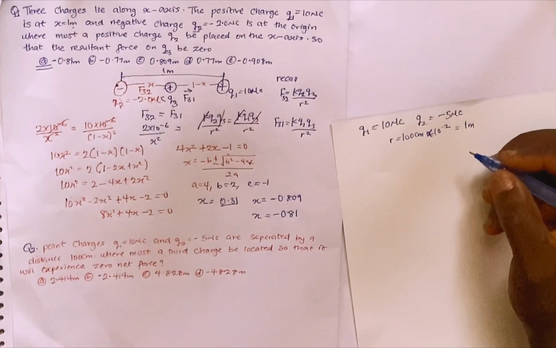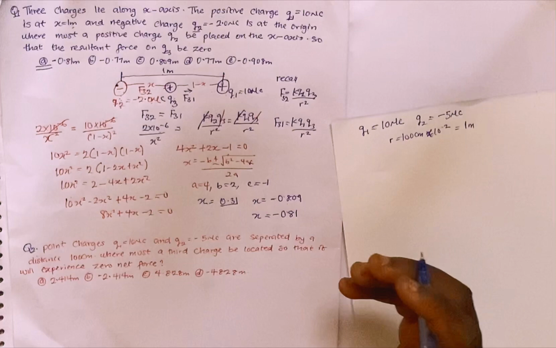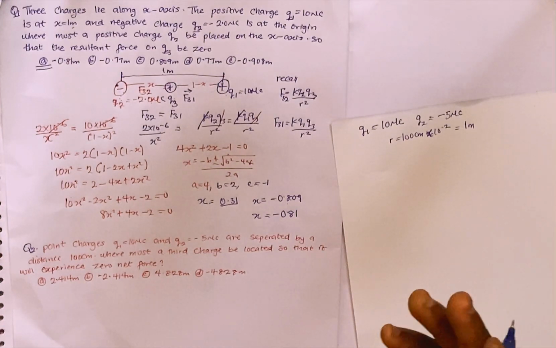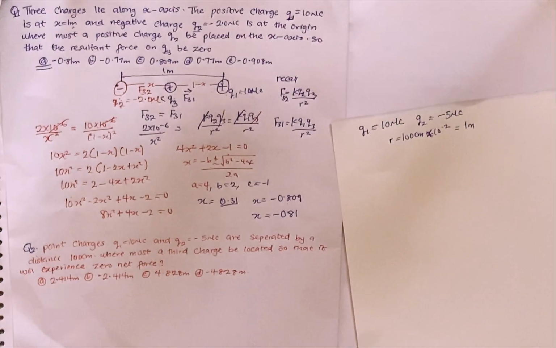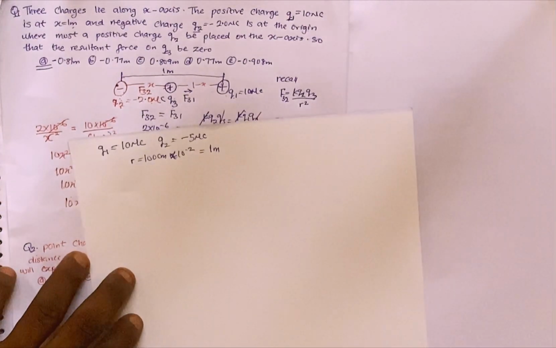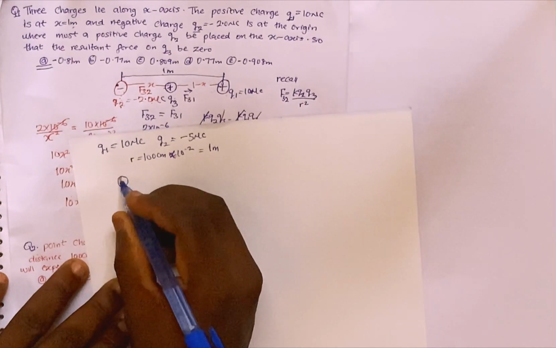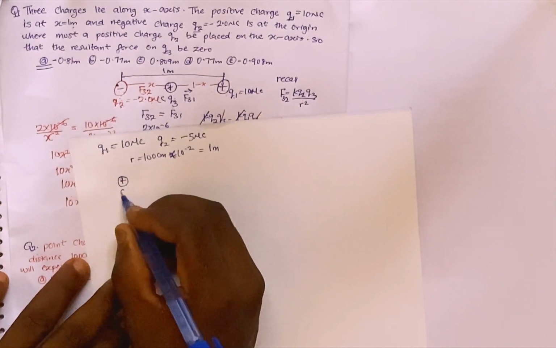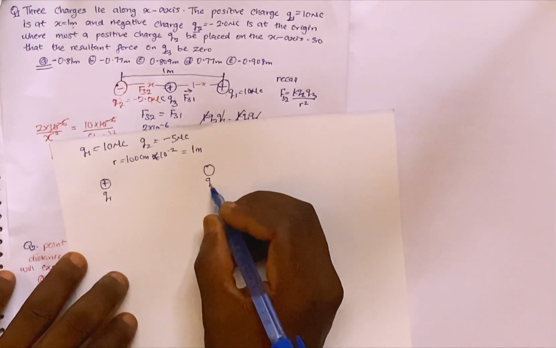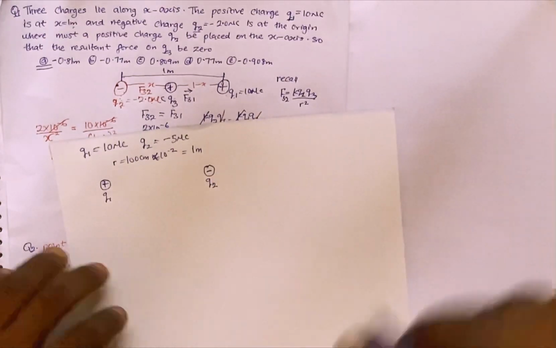It's still the same thing as the first one that we calculated. So we just need to go ahead. My Q1 is at what position? My Q2 is at what position? Both Q1 and Q2 are at 1 meter to each other. That means I'm going to have something like this. I'm going to have my Q1 to be here, and my Q1 is positive, right? Also, I'm having my Q2 to be here, which is negative.